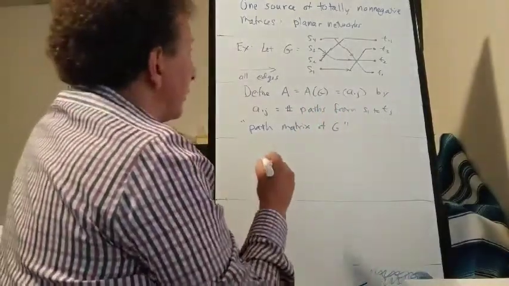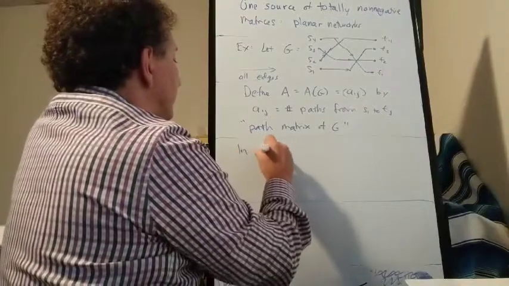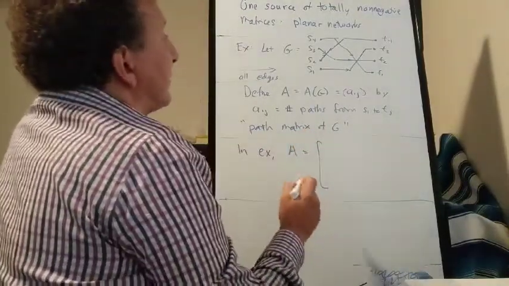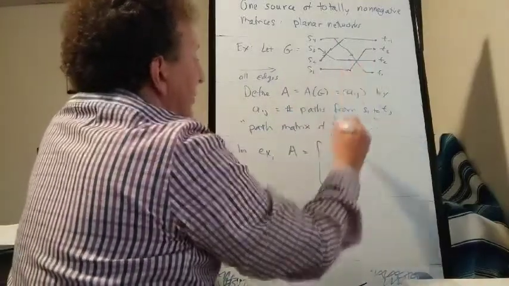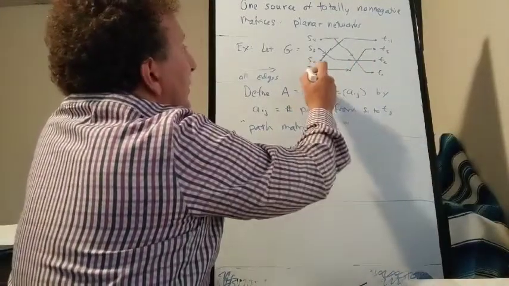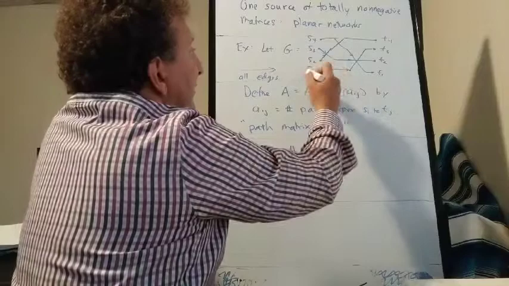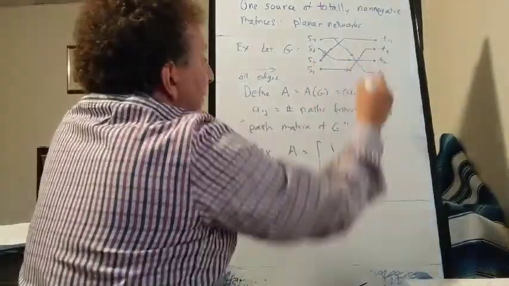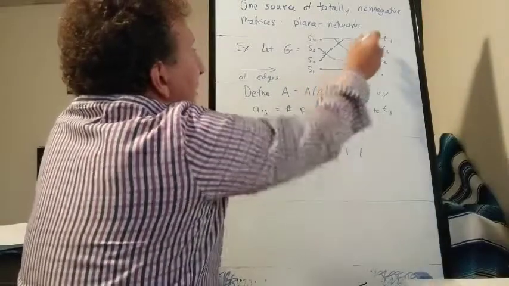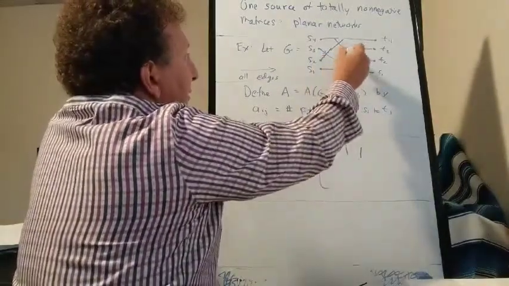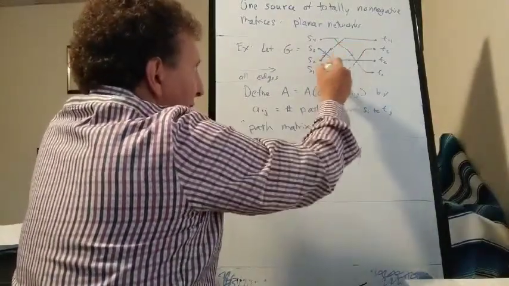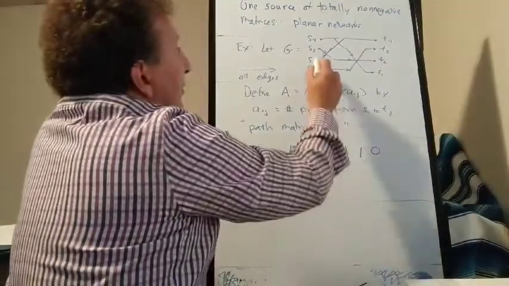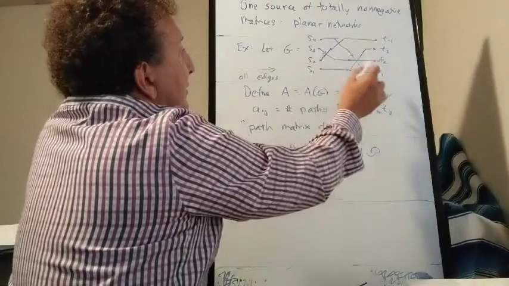So in the example, A is, let's see, from 1 to 1 we have exactly one path. From 1 to 2, that is S1 to T2, exactly one path. From S1 to T3, exactly one. From S1 to T4, there's 0 paths because this path is directed from left to right, so we can't go back that way. 0.